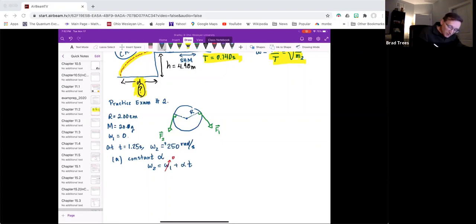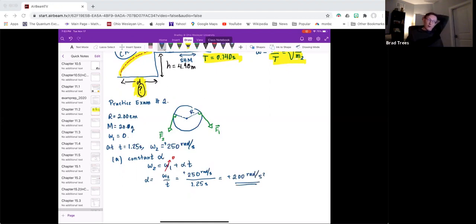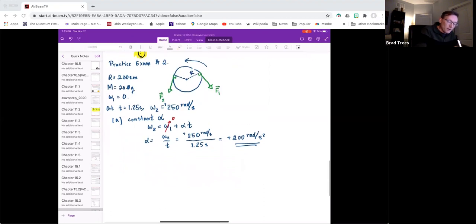So let's just solve this equation for alpha then. Omega 2 over t, so positive 250 radians per second over a t of 1.25 seconds, and you get a positive angular acceleration of 200 radians per second squared. So this whole thing is going to rotate counterclockwise. That's what it's going to do. Okay, that's part A. Now let's go on to part B.